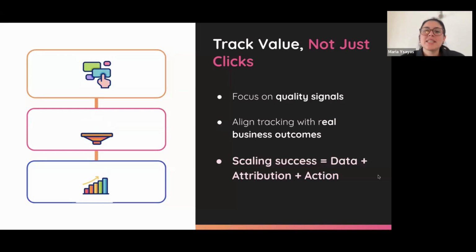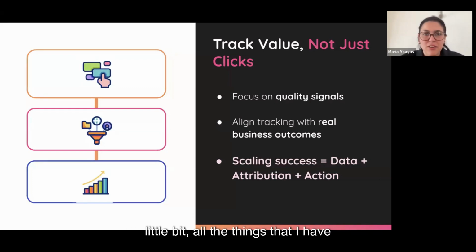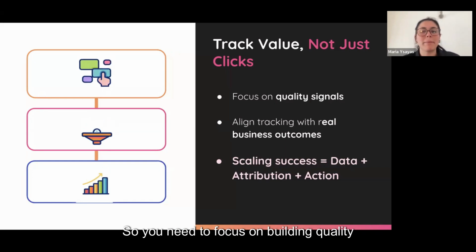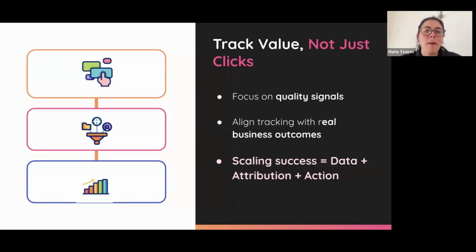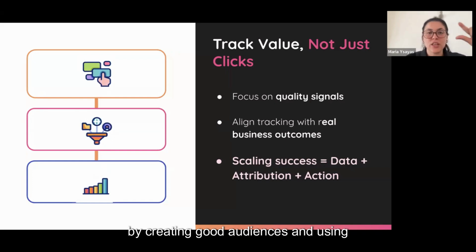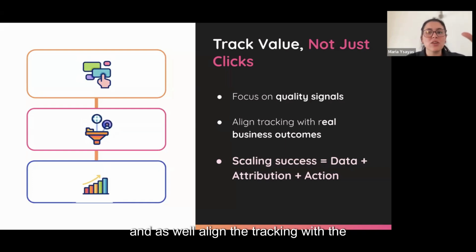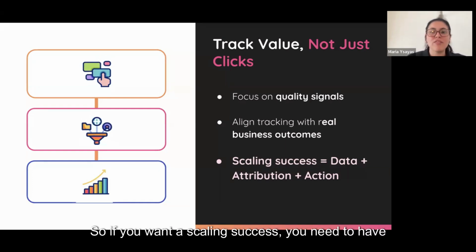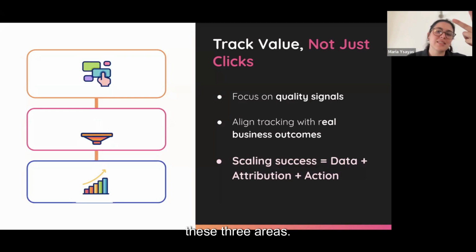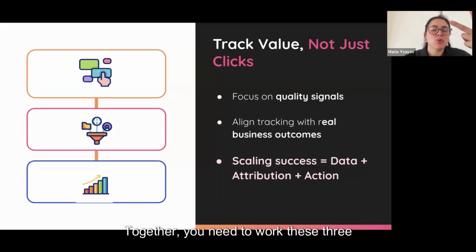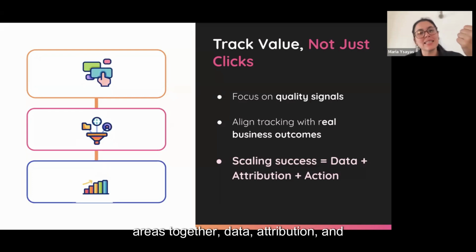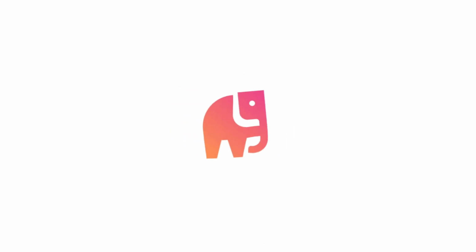Just to sum up all the things that I have talked about: you need to track the value and not only the clicks. You need to focus on building quality signals by creating good audiences and using predictive audiences in your signals, and also align the tracking with the real business outcomes. If you want scaling success, you need to have these three areas together. You need to work on these three areas together: data, attribution, and action.